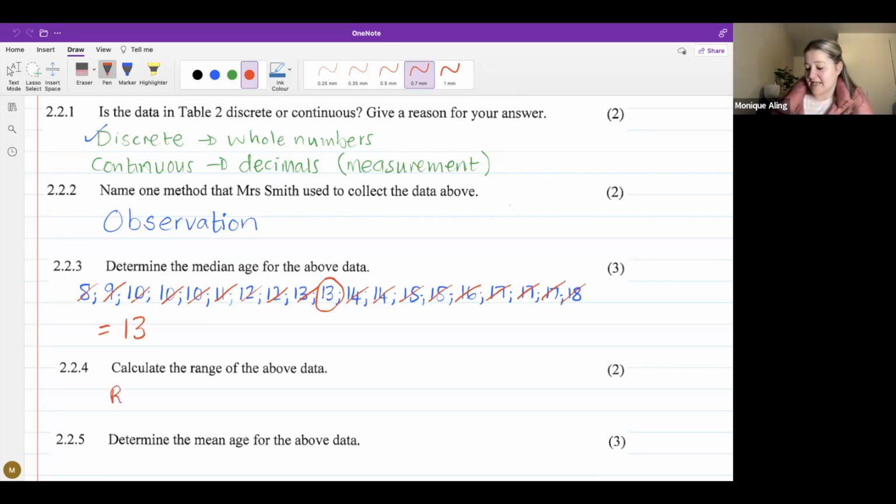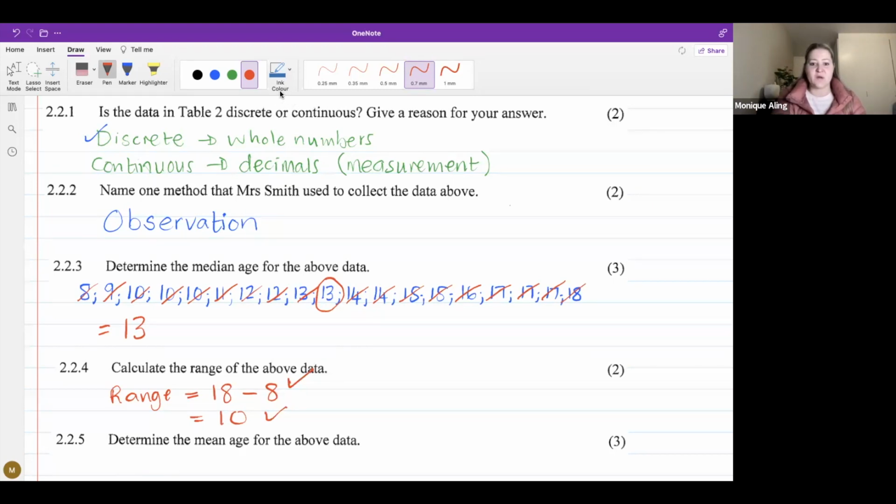Remember, range is our highest minus our lowest, or highest number minus the smallest number. Our highest number in the data set is 18, minus the smallest number, which is 8. So our range is 10. So you get 1 method mark and an answer mark. That's how you get your 2 marks.